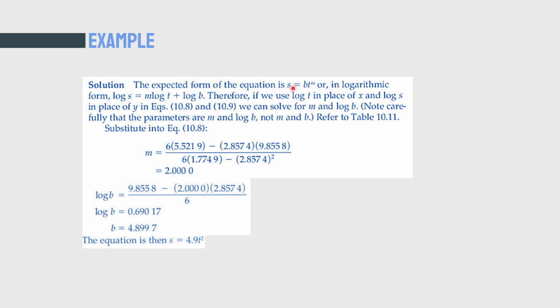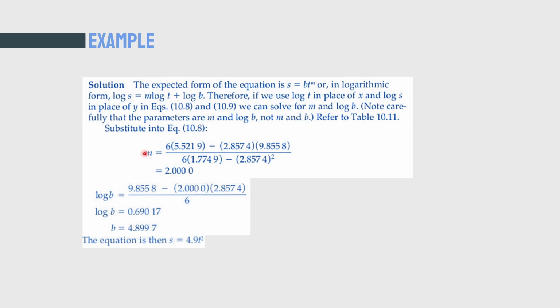How do we do that mathematically? We take the log of this equation, and that means this line would be linear on our semi-log scale. So log of S would equal M multiplied by log of T plus log of B. Of course, if you're not familiar with how that happened, go back and revise the exponential and the log equations at your convenience. Now, if you use the log of t in place of x and log of s in place of y, you imagine y equals mx plus b in the old format. So we can solve for m and log b.